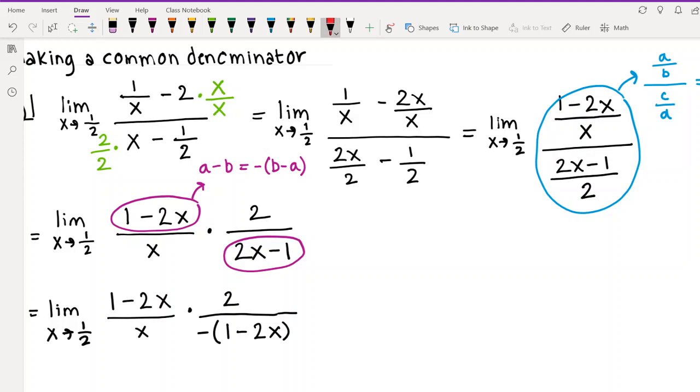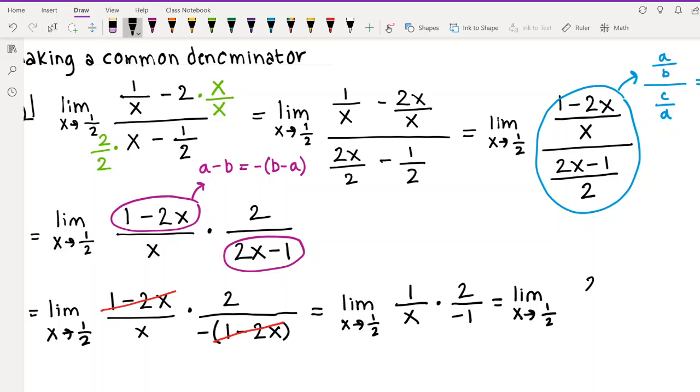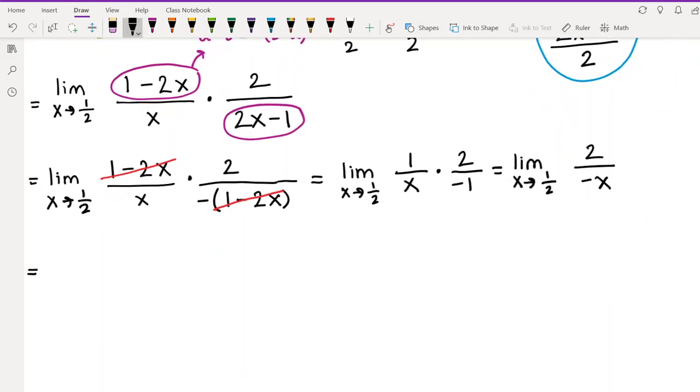But the important thing is we're left with a negative sign, right? So this is going to go away, this is going to go away, but we're going to be left with a negative 1 in the denominator. And so this is going to give us altogether the limit as x approaches 1/2 of 1 over x times 2 over negative 1, which is the same as the limit as x approaches 1/2 of 2 over negative x. And so now we can finally plug in 1/2, because we no longer have any issue with plugging in 1/2. If we plug in 1/2, we get 2 over negative 1/2. Again, we have to remember that dividing by a fraction is the same as multiplying by the reciprocal. So 2 divided by -1/2 is the same as 2 times -2/1. And altogether, that gives us -4.